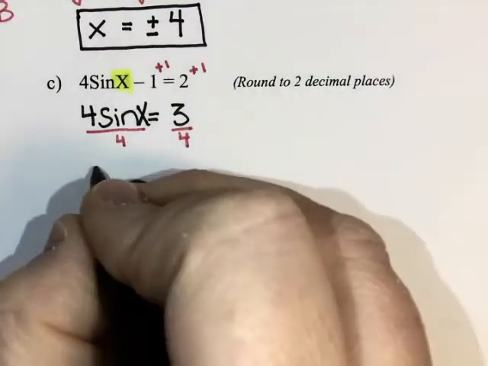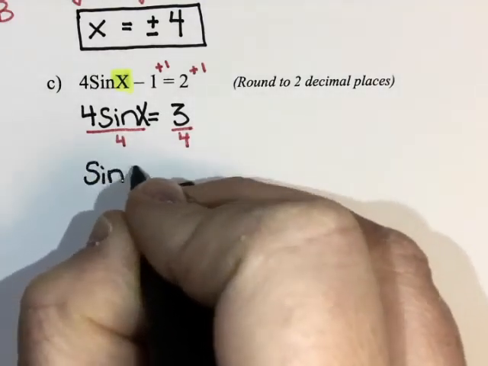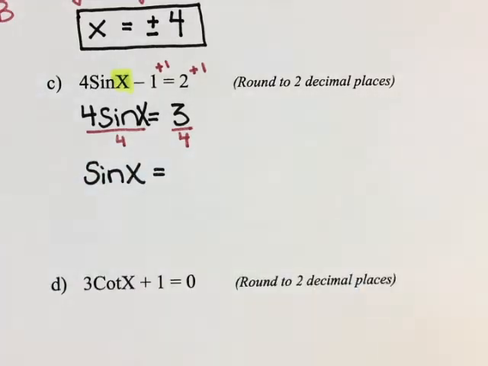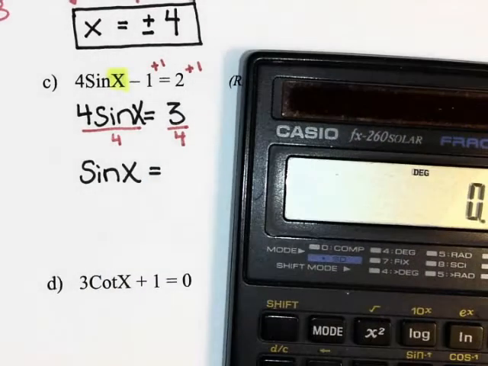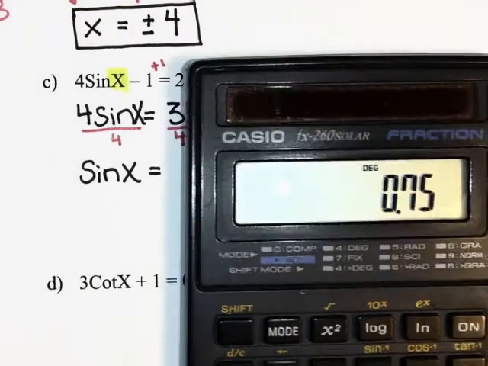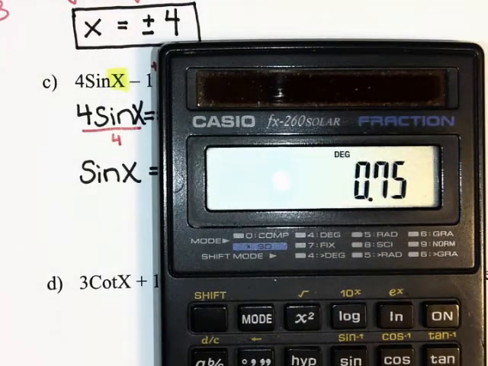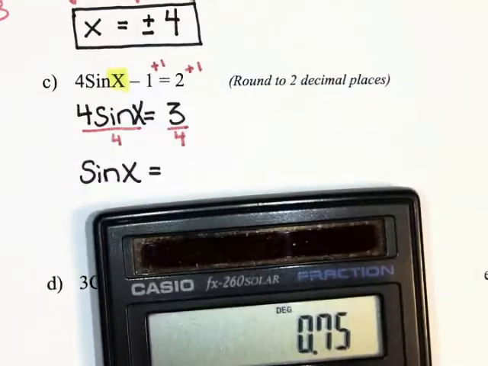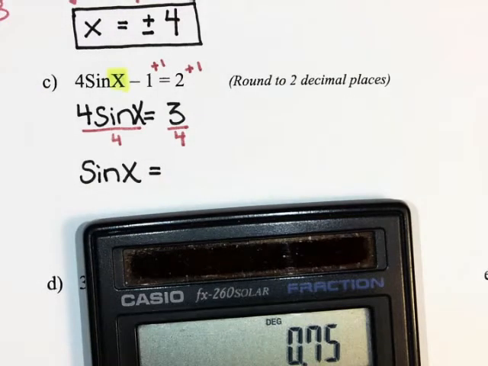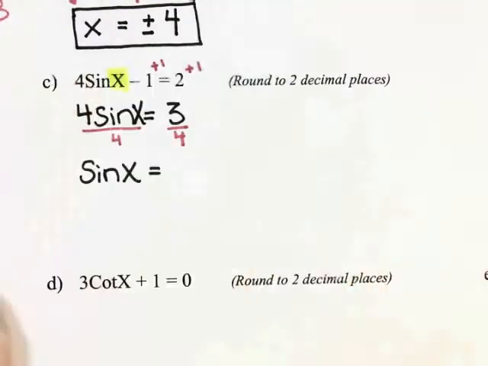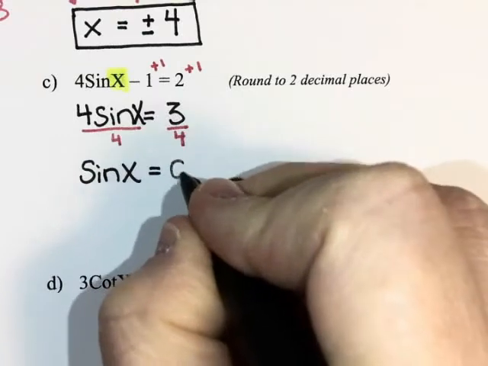And I get that sine x equals 3 over 4. Now I have a decision to make. 3 divided by 4 is 0.75. That is what we would consider an exact decimal. It does not need to be rounded. So we could write 0.75, or we could leave it as 3 over 4. I feel like I want to make it 0.75, but you're welcome to leave it as 3 over 4.